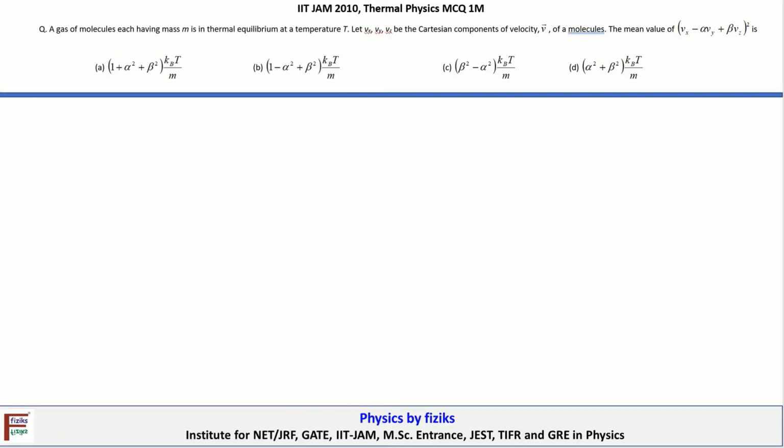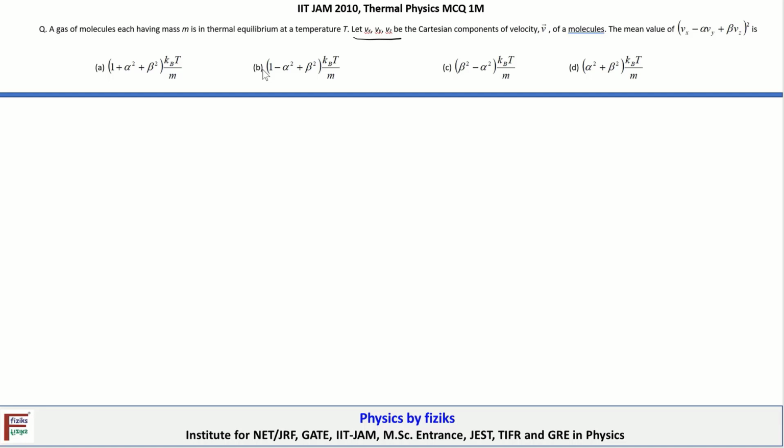So in this video we are going to discuss a question in thermal physics which appeared in the IIT-JAM examination 2010. The first question is: a gas of molecules each having mass m is in thermal equilibrium at temperature T. Let Vx, Vy, Vz be the Cartesian components of velocity v of a molecule. The mean of (Vx minus alpha Vy plus beta Vz) whole square is given by.